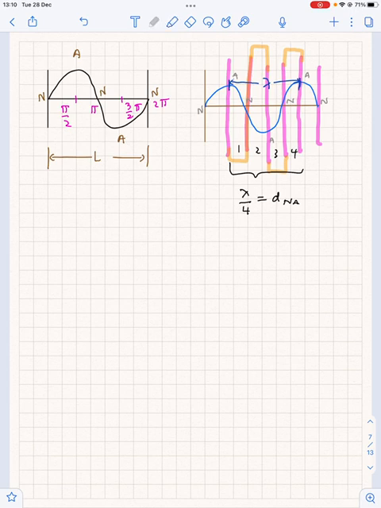Also, the distance from antinode to node is the same. So we are now defining this as the distance from node to adjacent antinode, from node to antinode, or from antinode to node. So the distance from node to antinode is equal to lambda over 4.